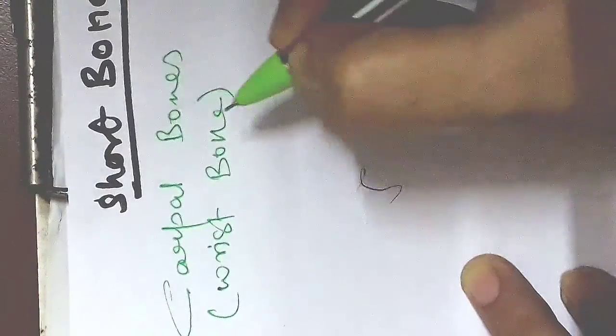So the next one is the short bone, which is found in the carpal bones. It is also called the wrist bone. In the wrist bone, there are the scaphoid, lunate, triquetrum, pisiform, trapezium, trapezoid, capitate, and hamate. These are the examples of short bones.